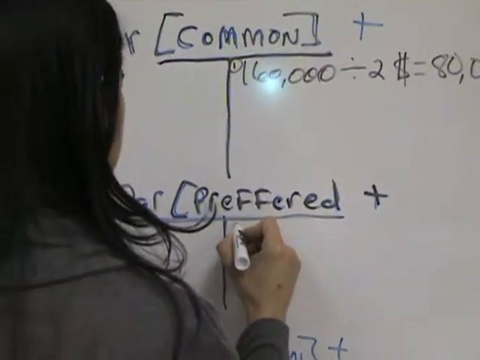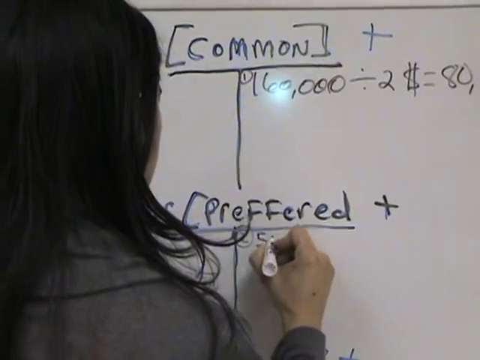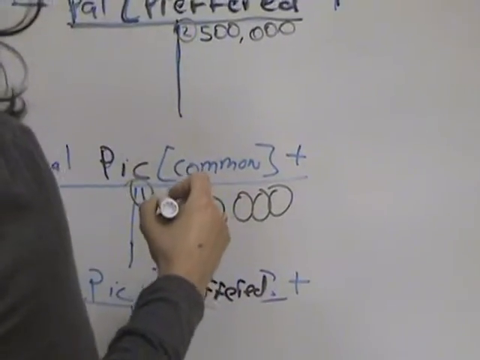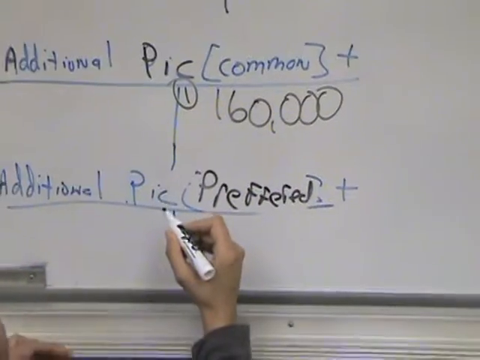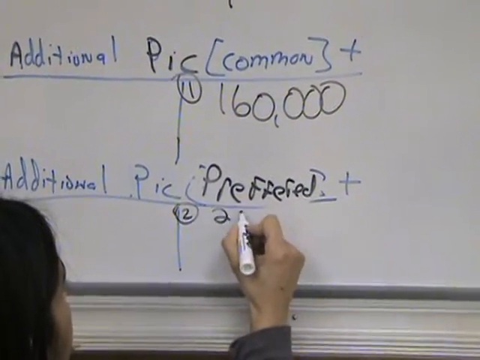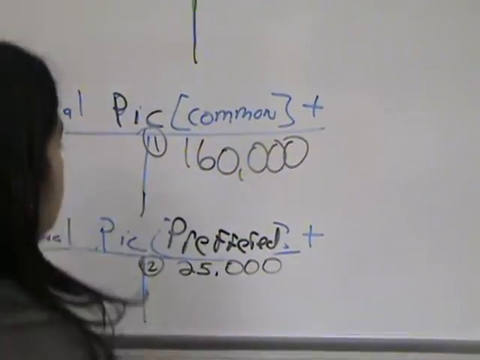And put a 2 next to that. And then paid in capital preferred, way on the bottom, 25,000, and that's the second entry.